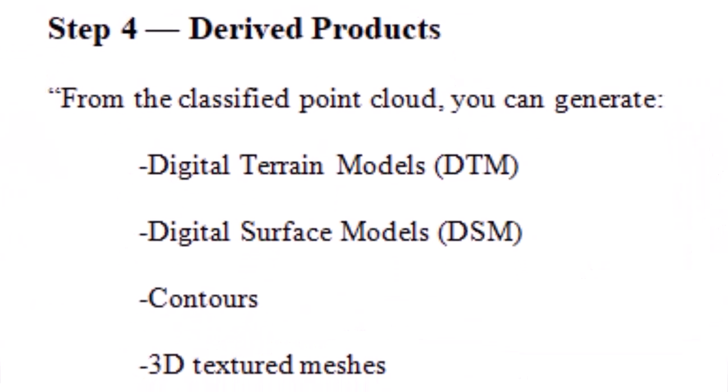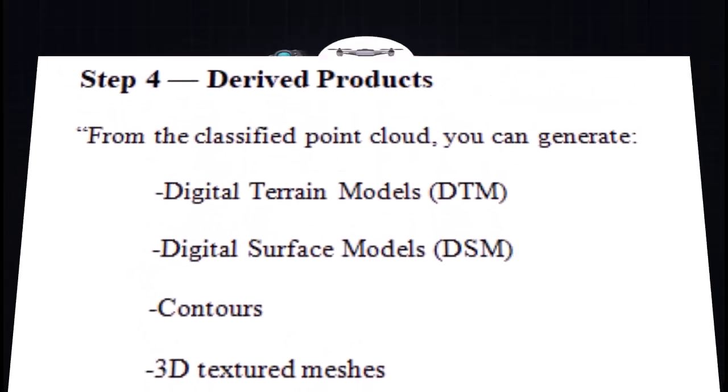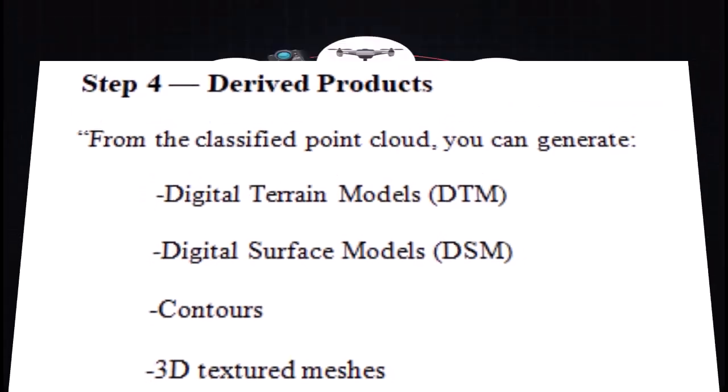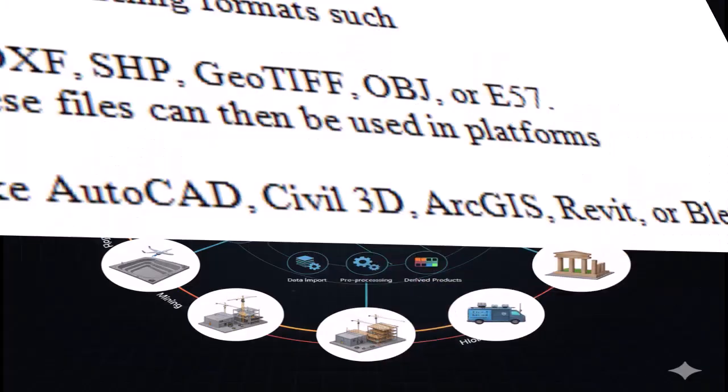Step 4. Derived products. From the classified point cloud, you can generate digital terrain models (DTM), digital surface models (DSM), contours, 3D textured meshes, building models, tree metrics, slope and aspect maps, volume calculations, orthophotos, and photogrammetry workflows. These products support planning, engineering, environmental, and construction applications.